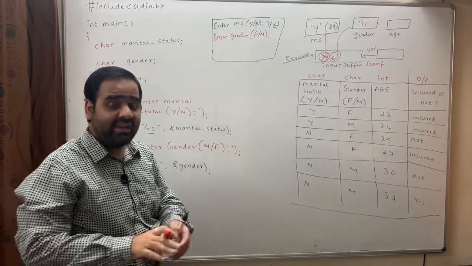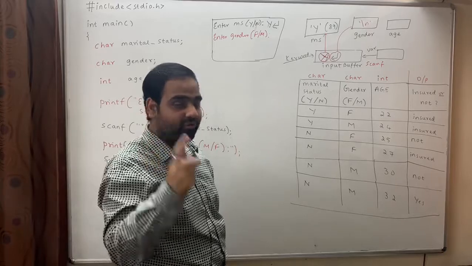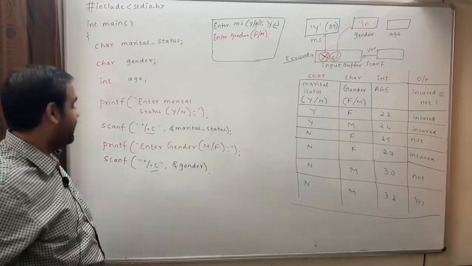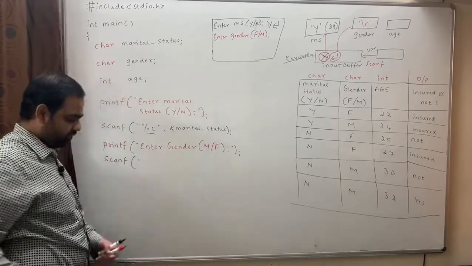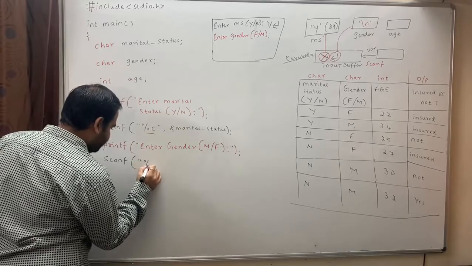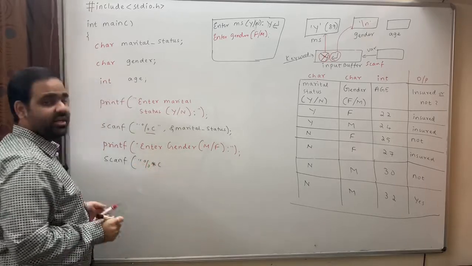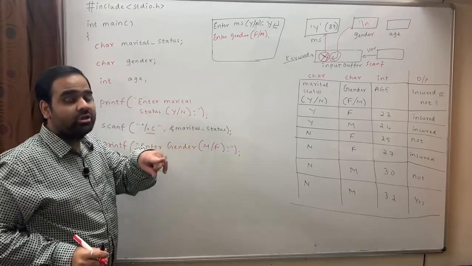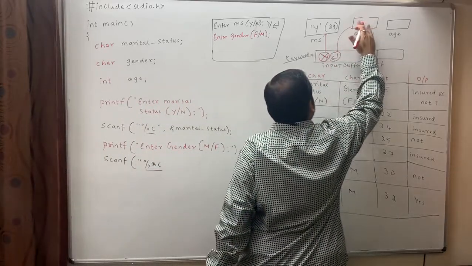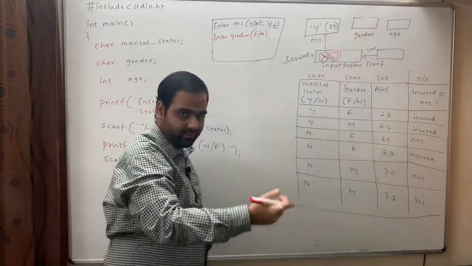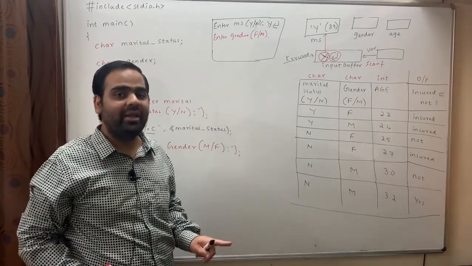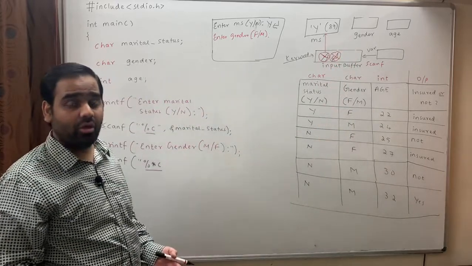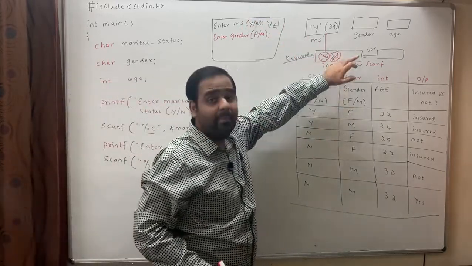It means I need to forcefully remove this enter key from the input buffer. And how do I do that? We use something called %c. What is this %c? It says read a character but do not store it anywhere. It will read this character, the newline, but it is not going to store it in any variable. That means the enter key is also consumed, and we are left with an empty input buffer.